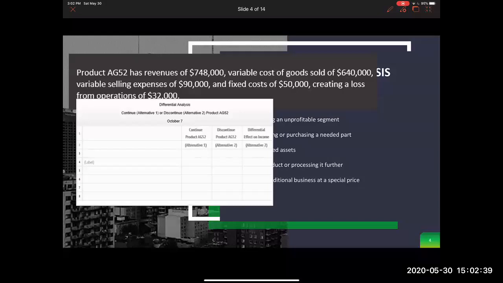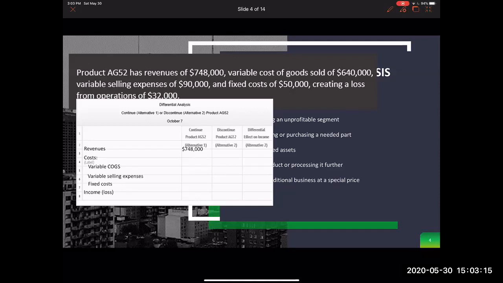So this is our differential analysis. As you can see on the screen, alternative number 1 is to continue to make it. Alternative number 2 is to discontinue it. Now we're going to fill in the table, okay? It looks a little bit off, but that's okay. Here's our revenue, variable cost of goods sold, variable selling and administration, our fixed costs, and our income or loss. So now we're just going to pull it in, right?